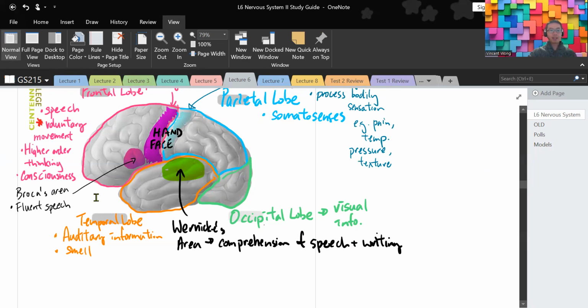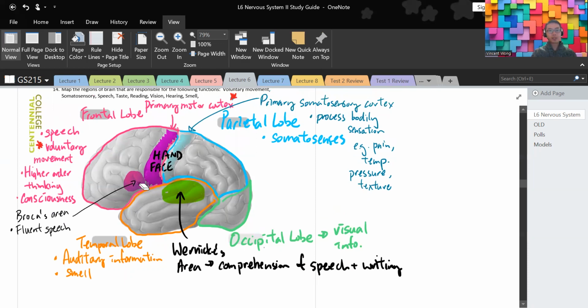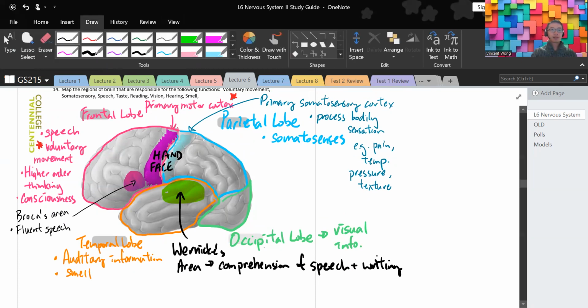Okay, so there you have it. That's basically the whole brain. Now there is a fifth lobe that's located behind the frontal and the temporal lobe. That's called the insula, I-N-S-U-L-A, and that's responsible for taste. And we'll learn that next class. All right, I hope that makes sense.